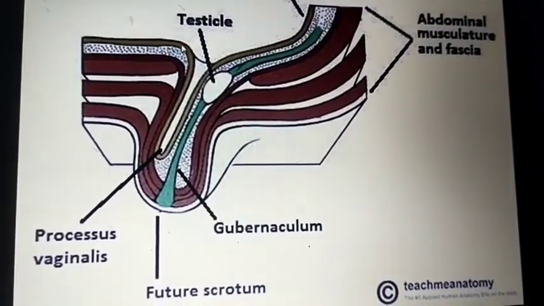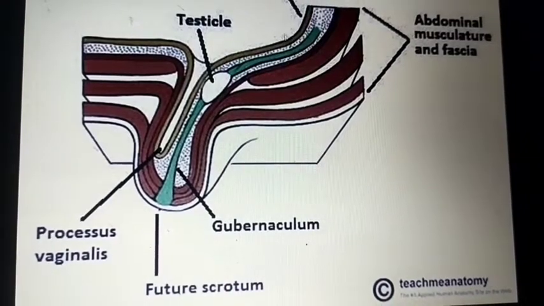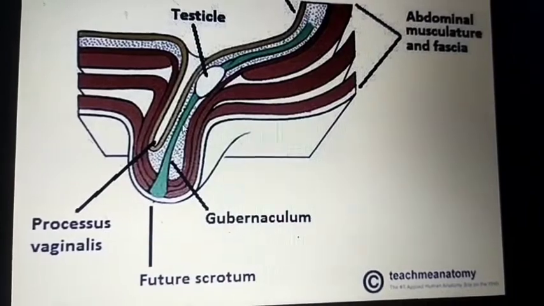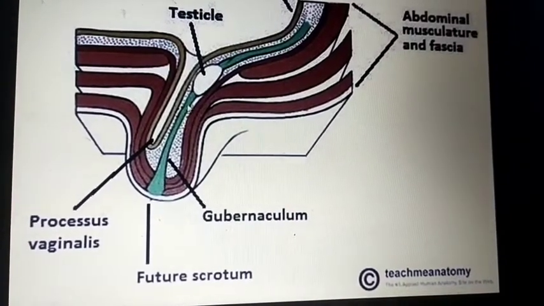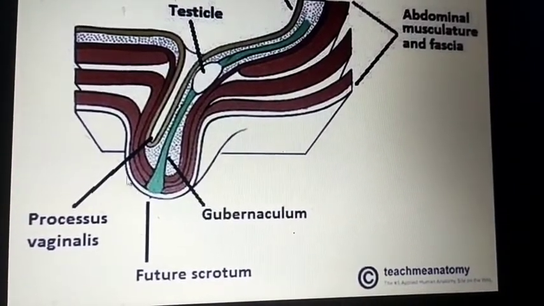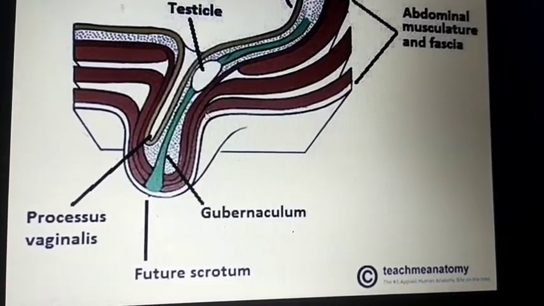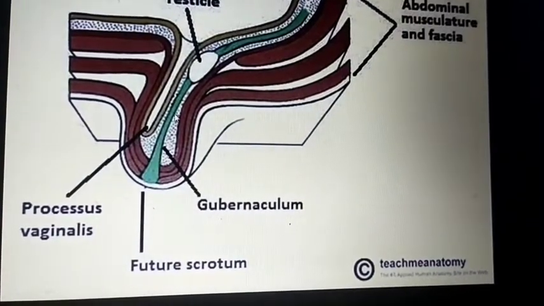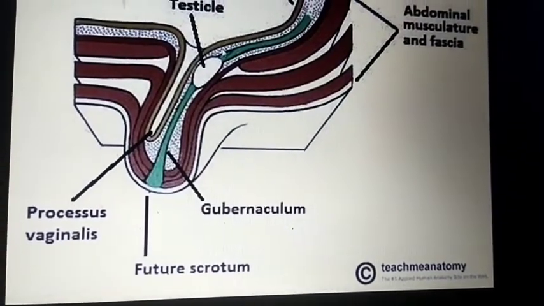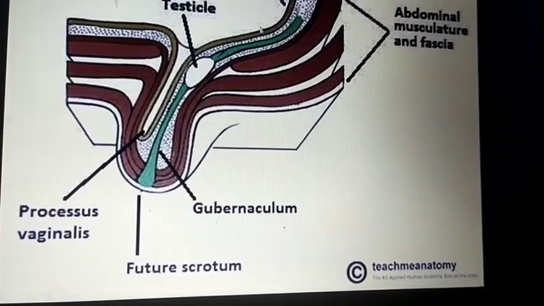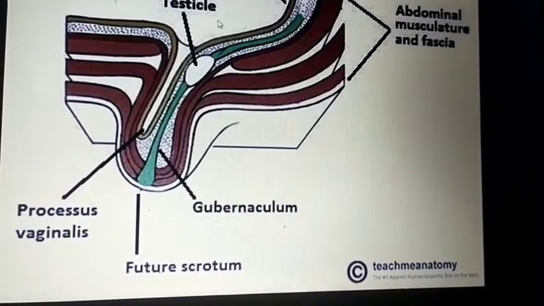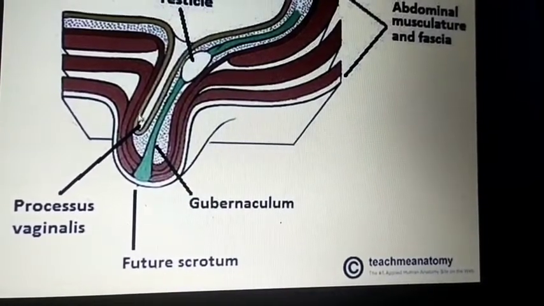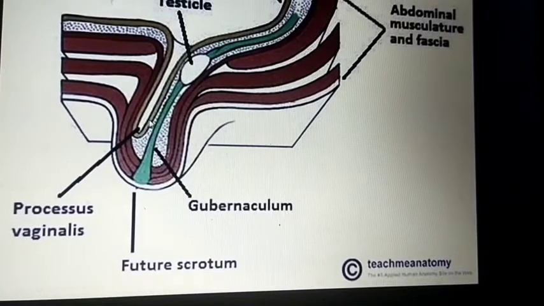Okay, this is very important. You can see this is the peritoneum, this is the testis, and this is the gubernaculum. It is attached to the wall of the scrotum. Because of contraction of this gubernaculum, the testis descends into the scrotum, and this is a covering of peritoneum. This peritoneum comes along with the testis. You can see this is the processus vaginalis.